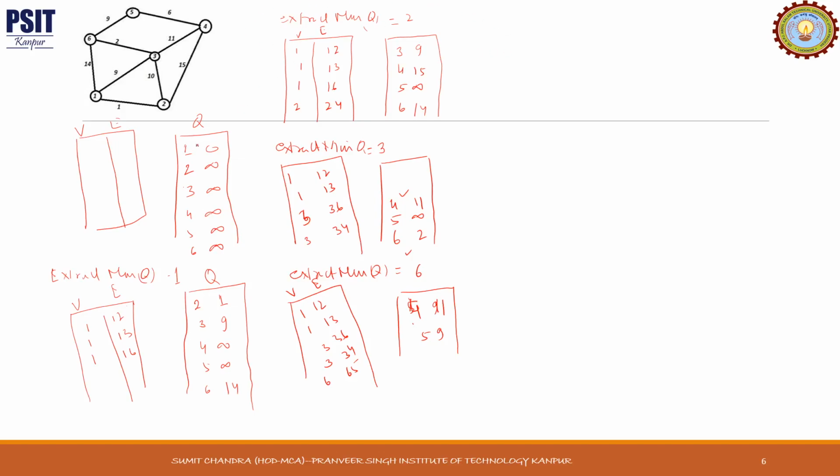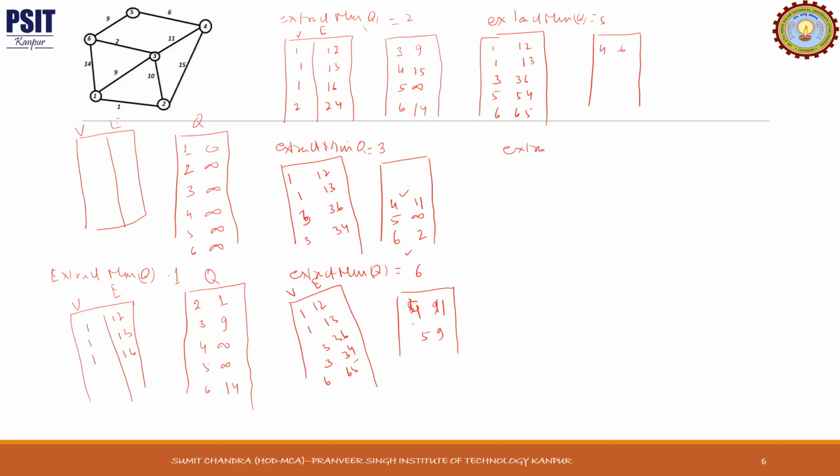So again we'll do extract min. So 5 will be extracted. So from 5 we are going to 4 with weight 6. Here weight of 4 is 11, so it will be updated, and accordingly this will also be updated. So 1 2, 1 3, 3 6. Initially 4 was coming from 3, now 4 will come from 5. So 5 4 and 6 5.